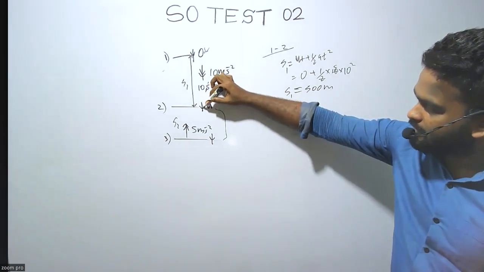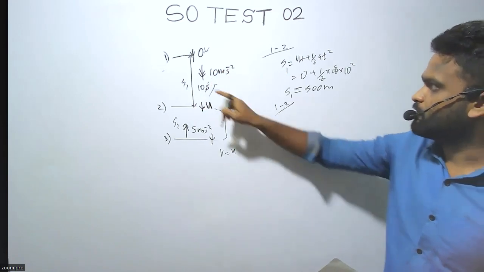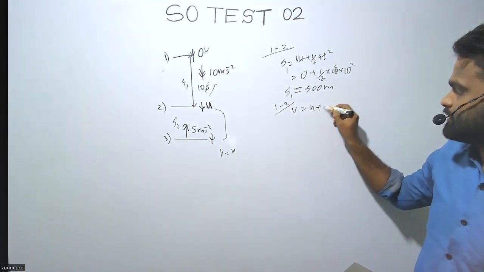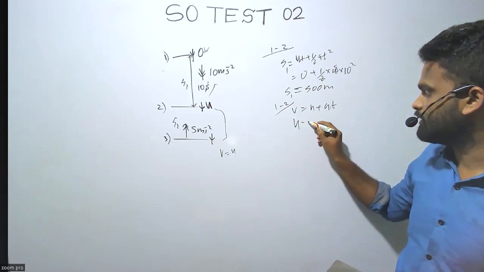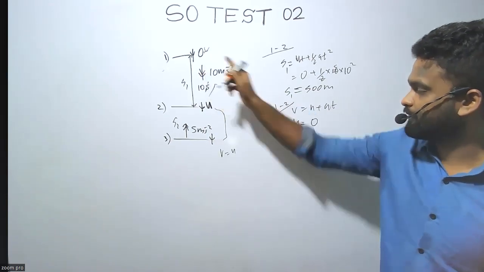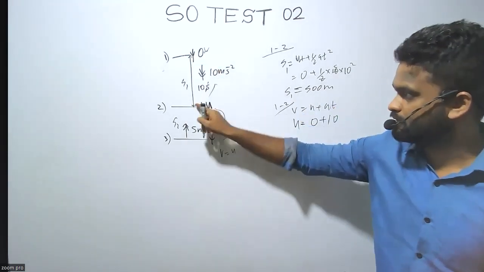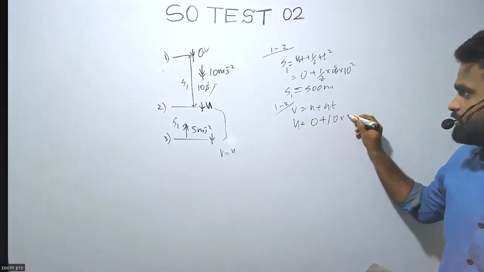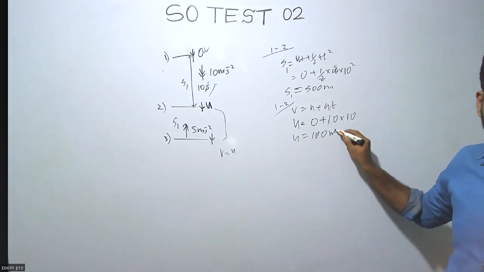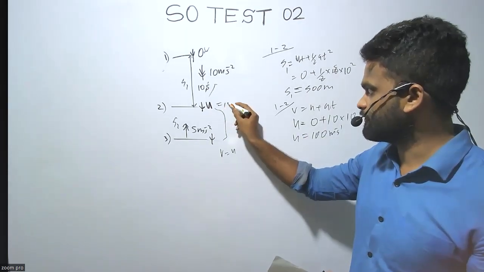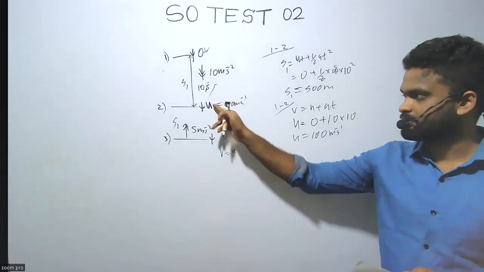So here I need to find u. For that, from 1 to 2 I'll apply v equals u plus at. I put it here as u, that's the final velocity. Initial velocity is 0 plus acceleration 10 from 1 to 2, right? Acceleration 10. Time is 10 seconds. So we have 100. u is 100 meters per second. So we just found velocity here, 100 meters per second, which will be useful to find this distance.